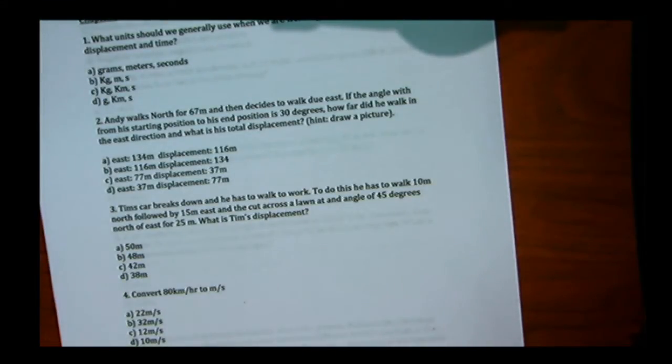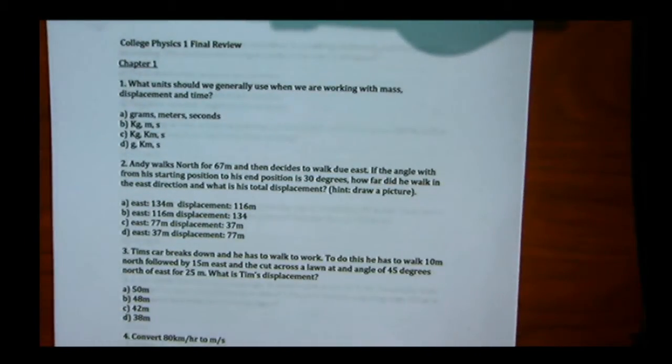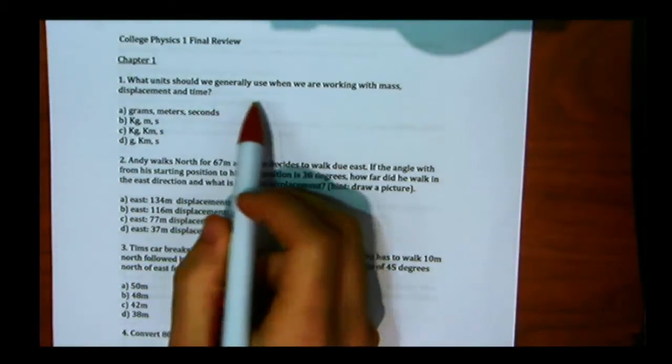All right. So some of this stuff's pretty easy. Some of this stuff's really easy and you're going to roll your eyes, but let's just get through it, okay? So it says, what units should we generally use when we're working with mass, displacement, and time? Some people forget this stuff. If you ever forget, just think of my initials. It is Kevin, Michael, Shabazian. So KMS: kilograms, meters, and seconds. So you go with B. I got that question wrong. That's kind of ridiculous, but.